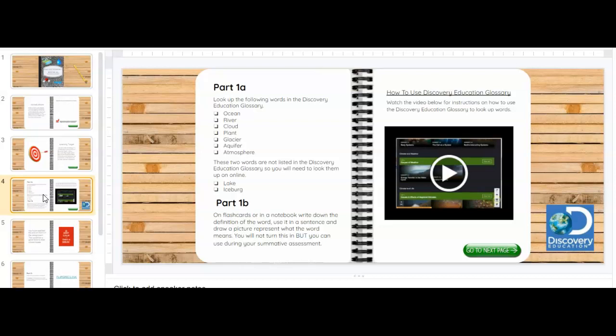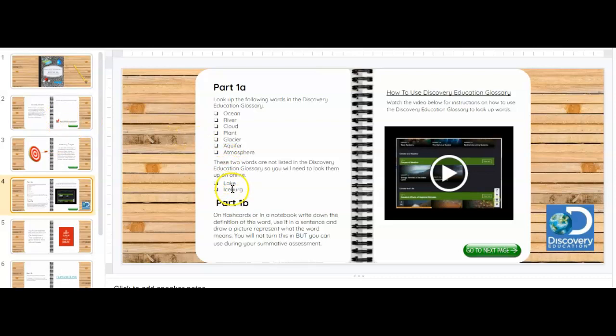So here is the list of words that you need to do. Again, I give you the same instructions for looking up words in the Discovery Ed glossary in case you needed a reminder. These are the words I want you to look up in Discovery Education: ocean, river, cloud, plant, glacier, aquifer, and atmosphere.